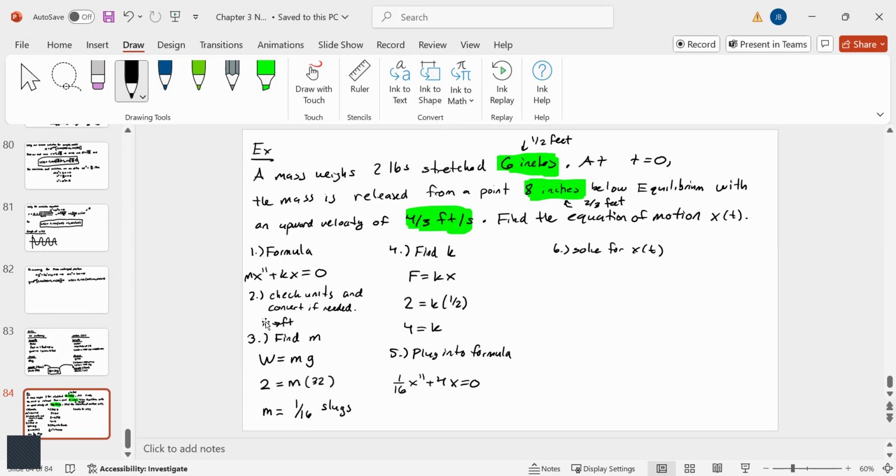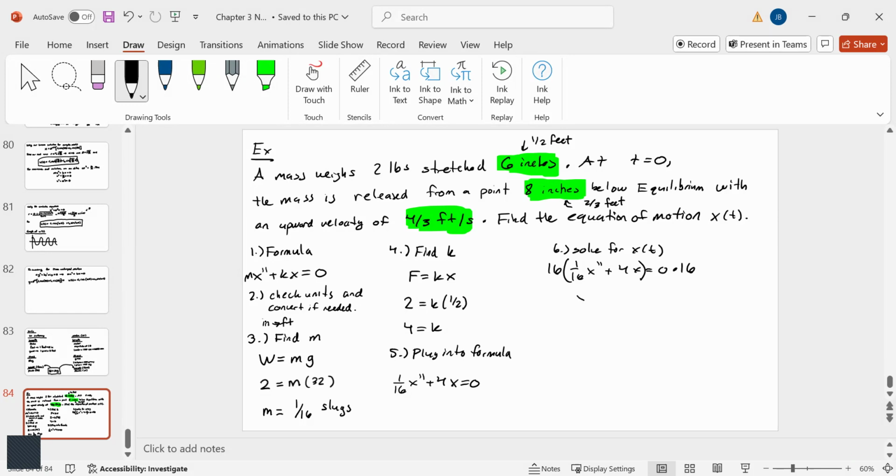So we're only doing free motion undamped, so there's going to be complex roots. Here's an algebra trick for you if you ever run into this case. We don't like x double prime having a number in front of it, so I'm going to multiply everything by 16.